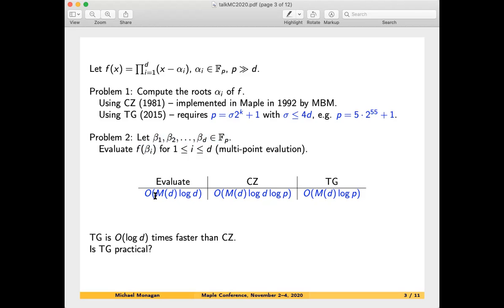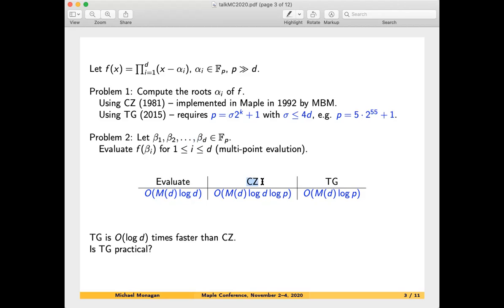So down below, I have complexity estimates for the 3 algorithms. This is the standard fast method for evaluating a polynomial. And they are expressed in terms of M(d). So what's M(d)? M(d) is the cost of multiplying 2 polynomials of at most degree d. So the cost of evaluating a polynomial at d points is of order M(d) log d. Basically, you have to do the equivalent of log d multiplications.